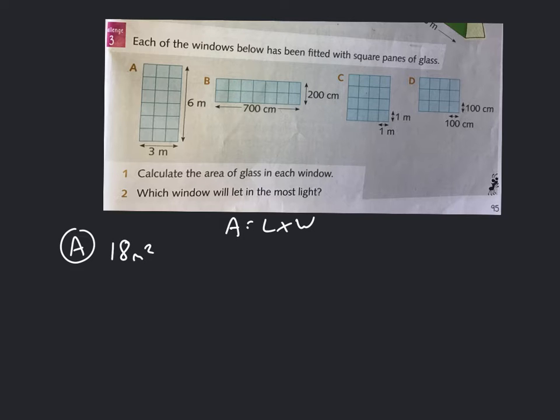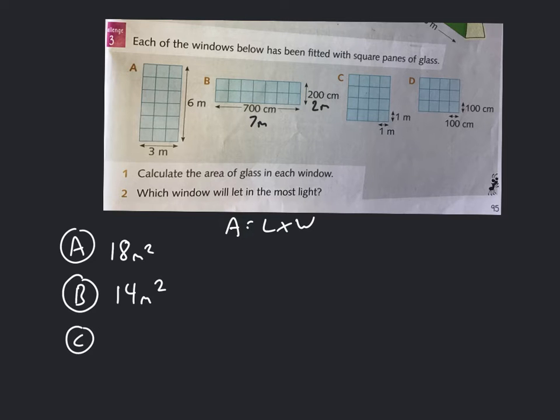So I'm going to change these, because these are both multiples of 100, I'm going to change these centimetres into metres. So 700 centimetres is going to be 7 metres, and 200 centimetres is going to be 2 metres, which gives me a much easier calculation of 7 times 2, length times width, which gives me 14 metres squared.